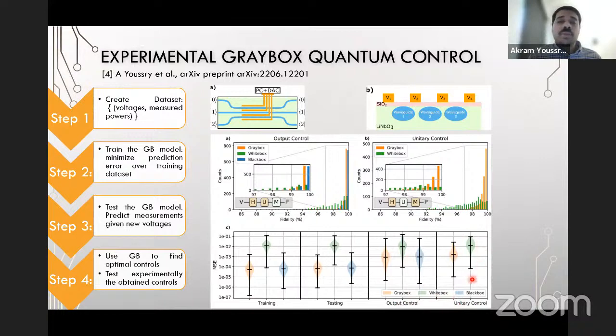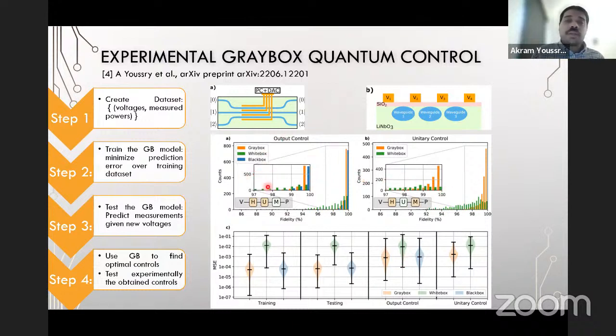For the unitary control, we cannot have a black box because remember that the black box, the neural network, has no physics. So you cannot ask the neural network to prepare a unitary. It doesn't know what a unitary is. It just knows inputs and outputs: input voltage, output probability distribution. There's no unitary information there. So this is an example where just using a neural network on its own is not sufficient for your application.